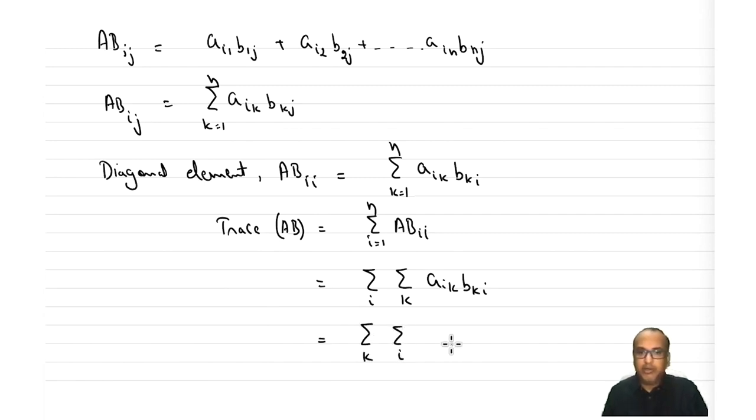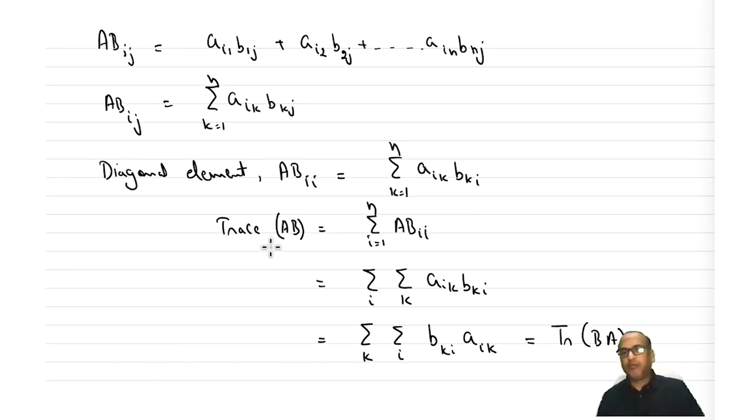So I can also invert the summation and I can write it as BKI and AIK. Now because the summation of I is also from 1 to N and K is also from 1 to N, I can easily write this as trace of BA, right? So irrespective of whether A and B are commuting or not, we have shown that trace of AB is equal to trace of BA. Okay, that's a very important result.